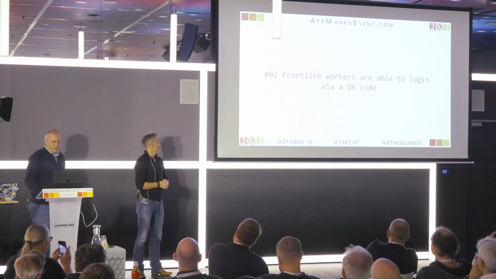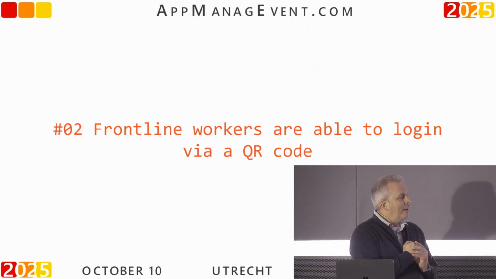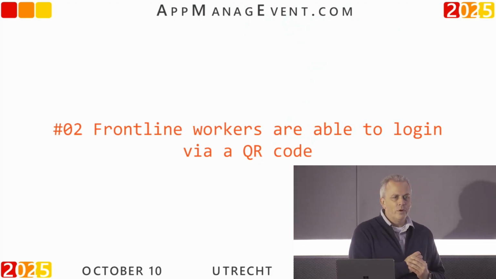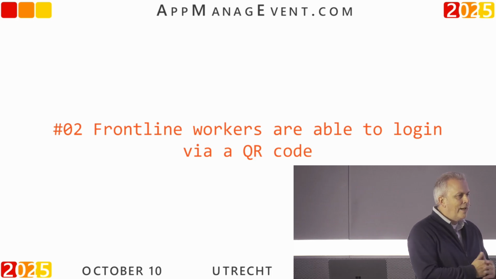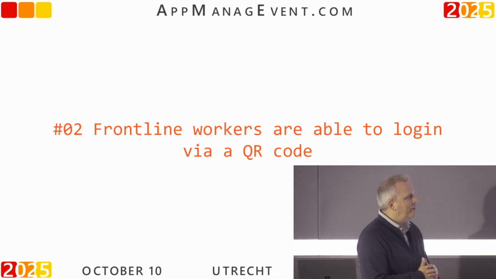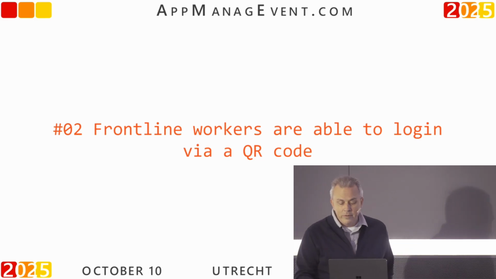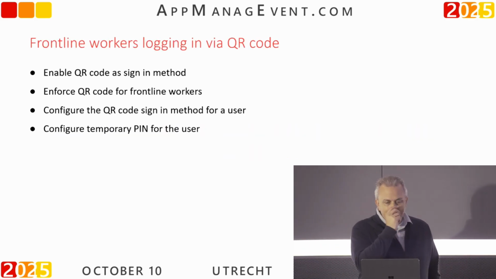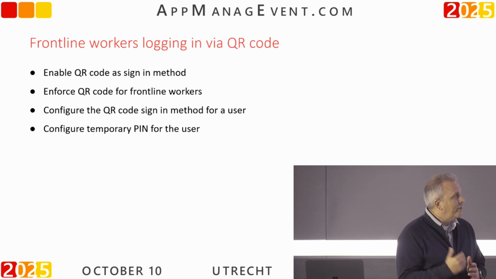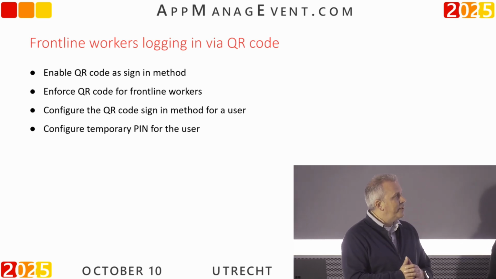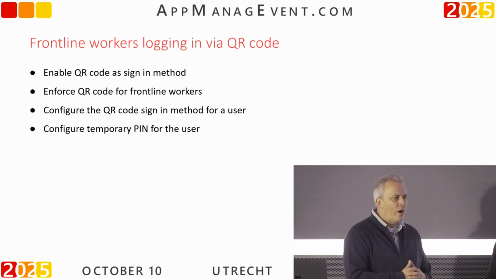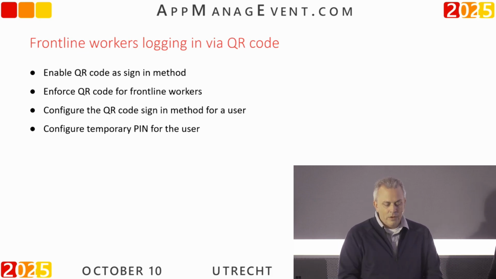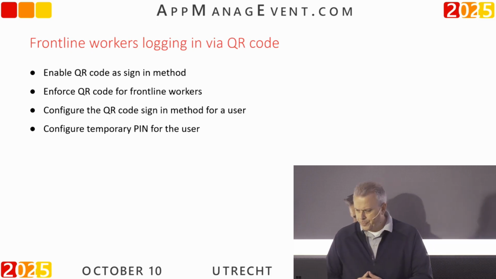So tip 2, frontline workers. How many of you are working with frontline workers in a factory, or a couple of you? It's always a pain, right? If a frontline worker needs to authenticate, putting in his UPN and password to be able to work on his Android device. Microsoft, the Entra team in this case, resolved this issue by allowing the authentication method via a QR code. Basically, what you can do is scan a QR code, and then you will be logging in.